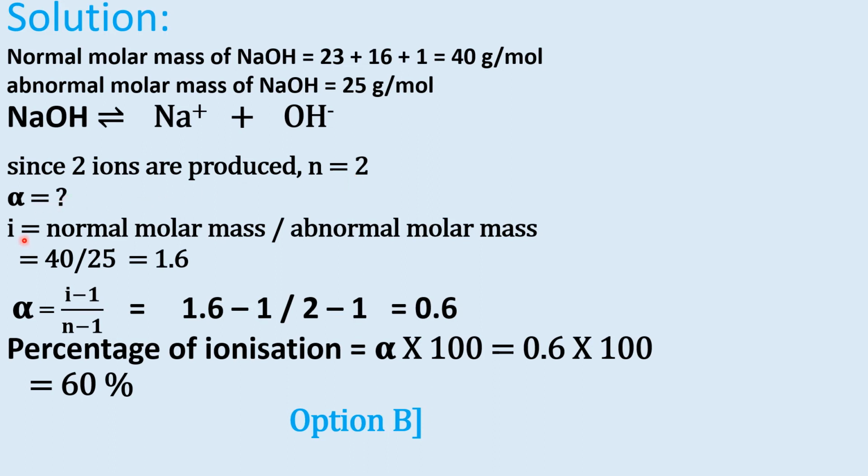Apply the formula of i. i is equal to normal molar mass divided by abnormal molar mass. Substitute the values. 40 divided by 25 is equal to 1.6. Apply the formula of alpha. Alpha is equal to i minus 1 divided by n minus 1. Substitute the values, you will get 0.6. Percentage of ionization is equal to alpha into 100. So that is 0.6 into 100 is equal to 60%. Thus option B is correct.